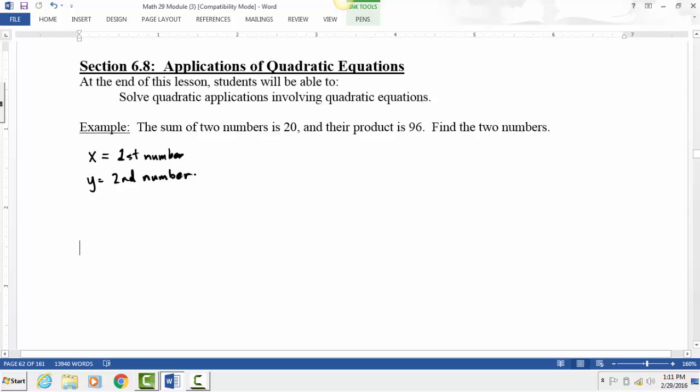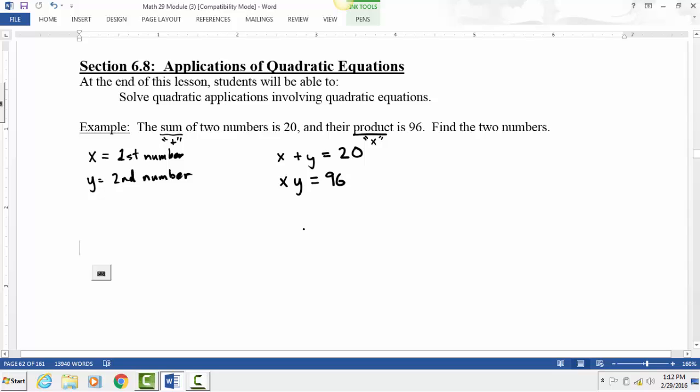And then it tells us some information about it. The first thing it says is that the sum of the two numbers is 20. What does sum mean? What operation is that? Hopefully you're thinking that means to add together. So if we add x plus y, their sum is 20. What else do we know? We know that their product is 96. What operation is product? Product is multiply. So that means if I take x times y, the product is 96.